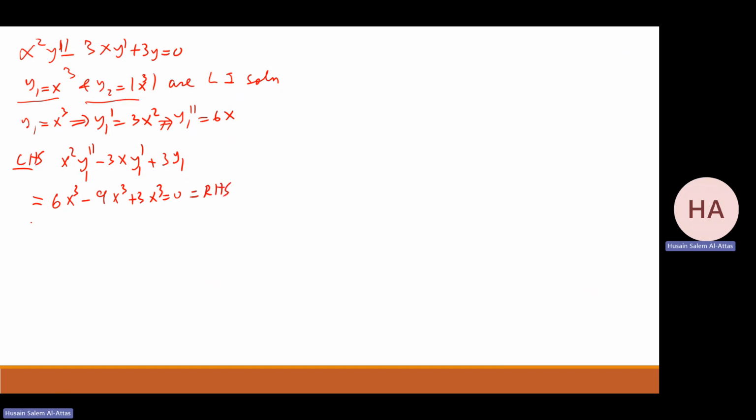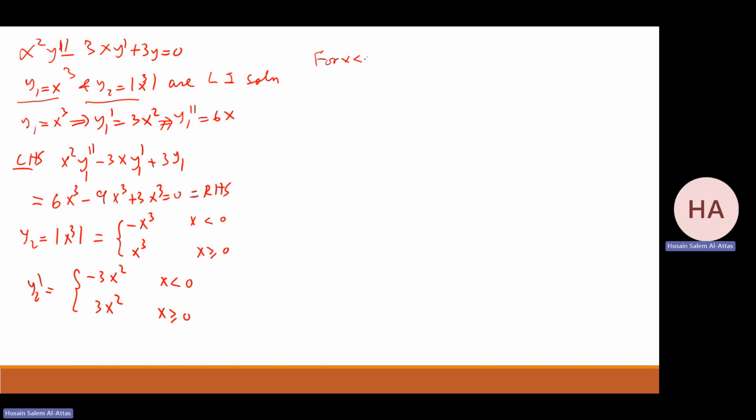How to do this one? Now y2, I can rewrite it as minus x cubed if x is negative, and x cubed if x is positive. And y2 prime will be minus 3x squared if x is negative, and 3x squared if x is positive. They are also continuous at x equals 0. So now I work it for x positive and for x negative.